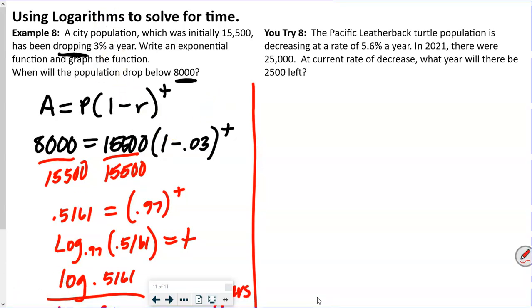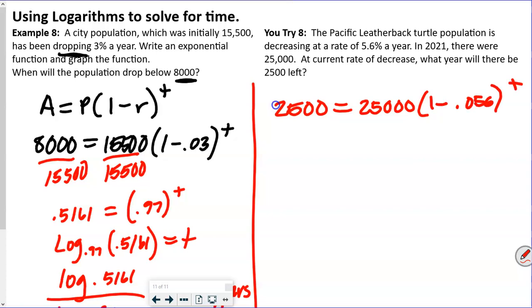So this says the Pacific leatherback turtle population is decreasing at a rate of 5.6% a year. In 2021, there will be 25,000 at the current rate of decrease. What year will there be 2,500 left? Okay, so our final amount is going to be 2,500, right? That's equal to 25,000 times 1 minus, again, 0.056, to the t, and we're looking for that t, right? Actually, we're going to look at the year, but we'll talk about that in a minute, okay?